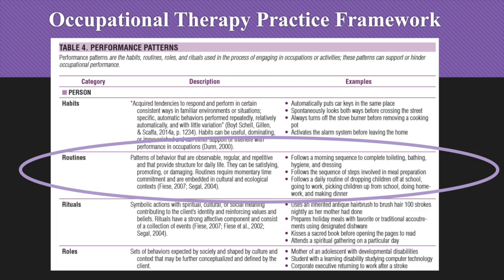So I went right to our framework, or as I called it before, the OT Bible, and I looked at performance patterns. Every individual has 4 performance patterns. Those are habits, routines, rituals, and roles. Within the practice framework, it states that occupational therapists can help clients establish routines.